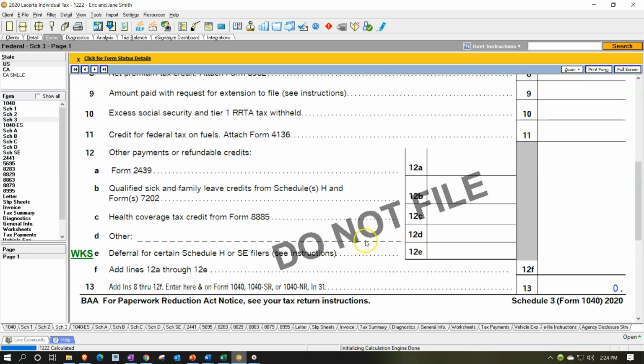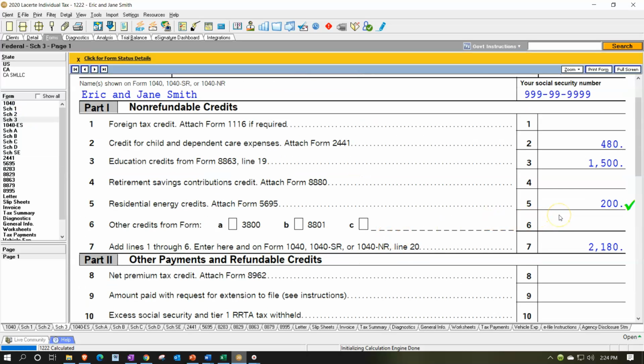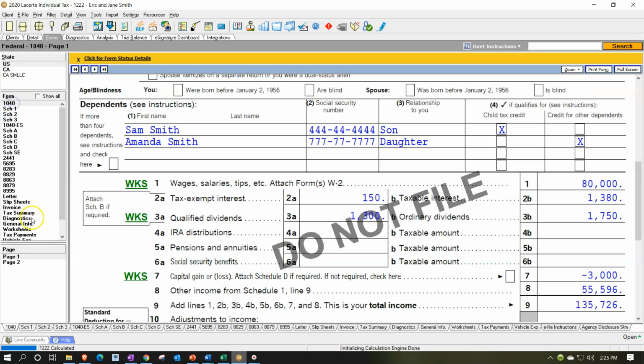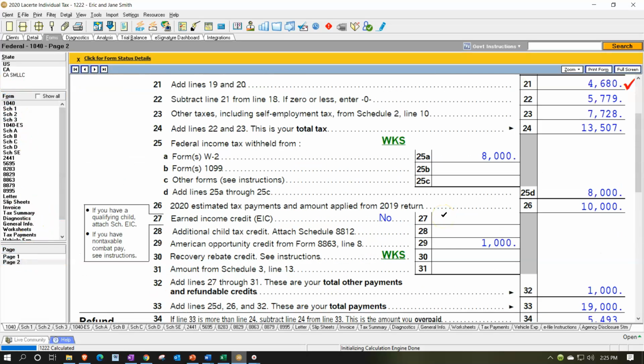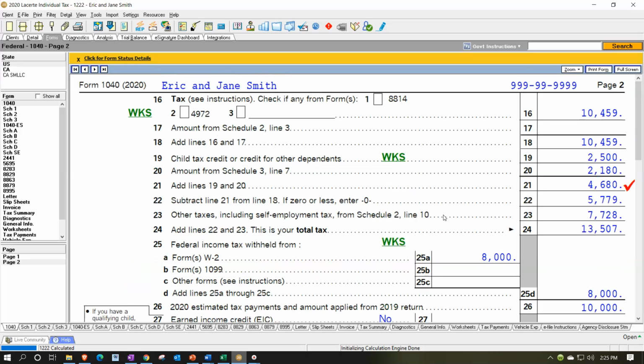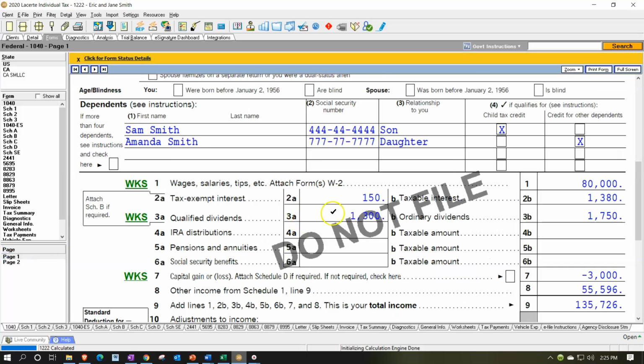Schedule 3 then on line 5, we now have that 200, which is adding up to the non-refundable credits, including the credit for the child and dependent care, not the child tax credit, but the child and dependent care, 480, and then the 1,500, which is the education credit for the HOPE credit, which is the non-refundable portion, and that adds up to the 2,180, which is going to go then to page 2 of the 1040. Page 2 of the 1040 then, we now have the amount that pulled over, which was this 2,180.